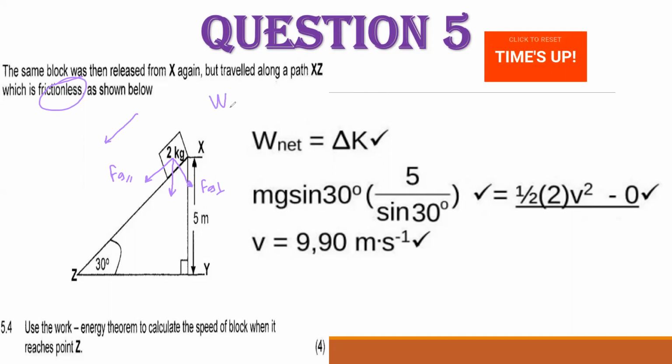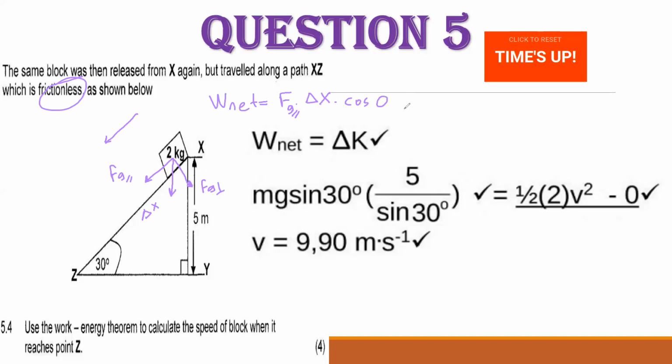Work net formula: work net equals force times delta X. FG parallel is our force now. FG parallel times delta X. Delta X is the surface distance from X to Z, times cos 0. Why is it 0? Because the direction of motion and the direction of the parallel gravitational force are the same. If they are opposite, it's going to be 180.